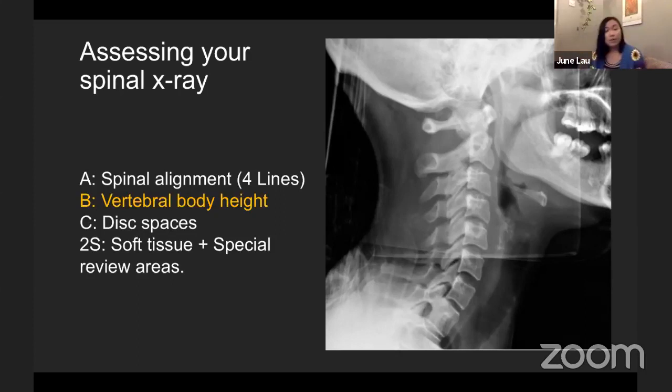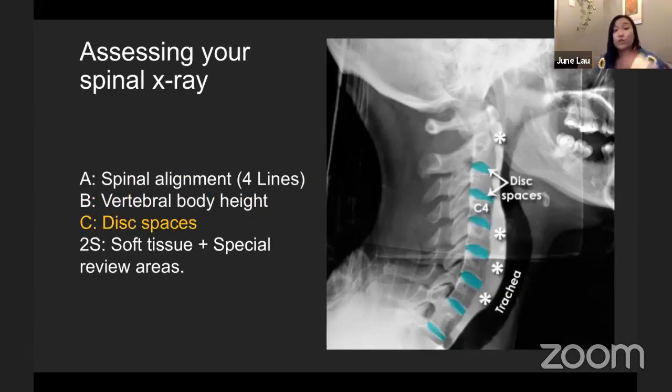Once you're happy with your alignment, you then can move on to bones. That means we start tracing around the vertebral body bones, but we also need to bear in mind that the vertebral bodies should be of the same height. Now, it's very uncommon to get a compression fracture in the C-spine because of the lack of axial loading. But if you keep in your mind that you just have to look at the heights, then you're going to notice any other traumatic fractures that can happen there as well.